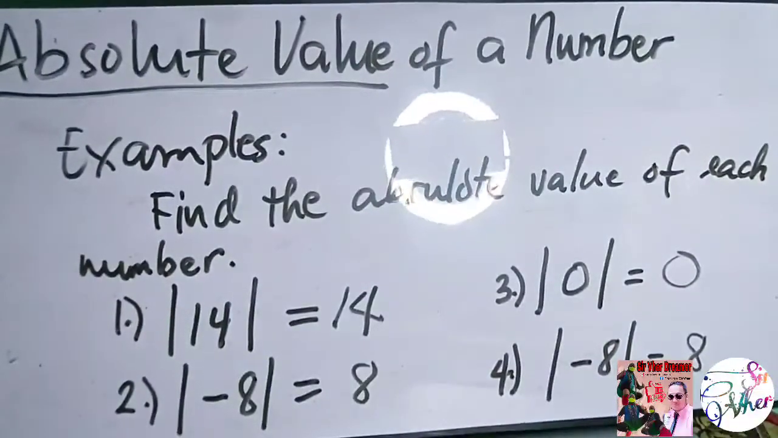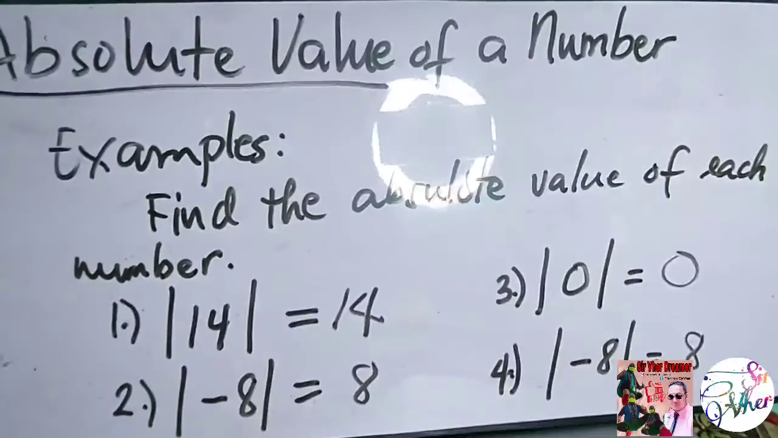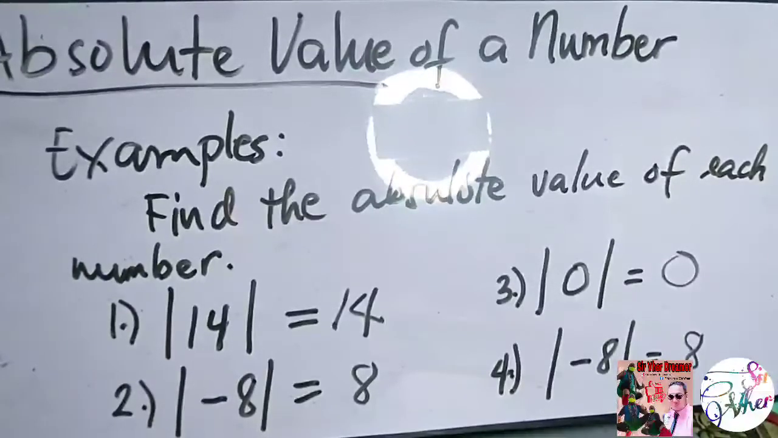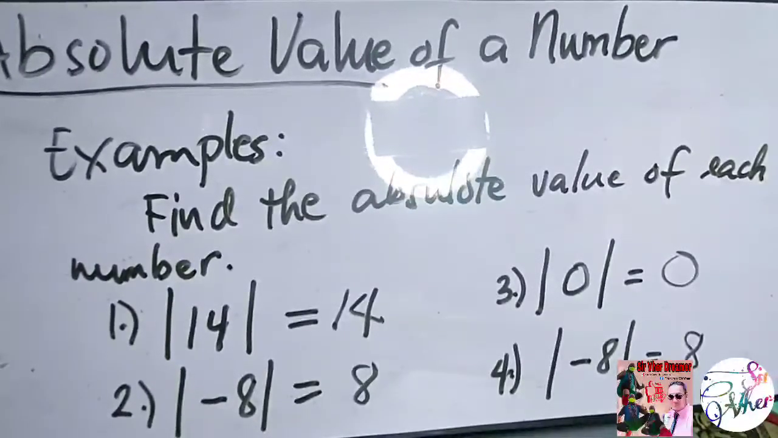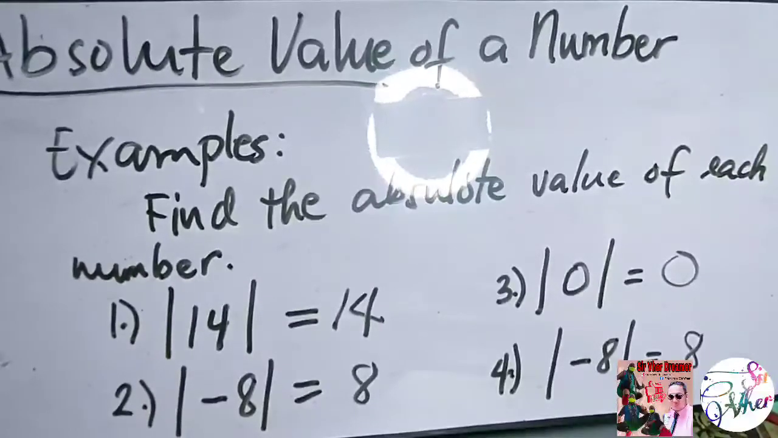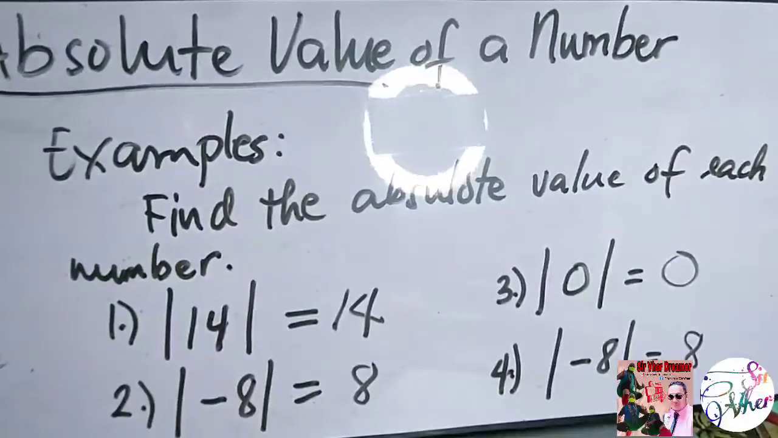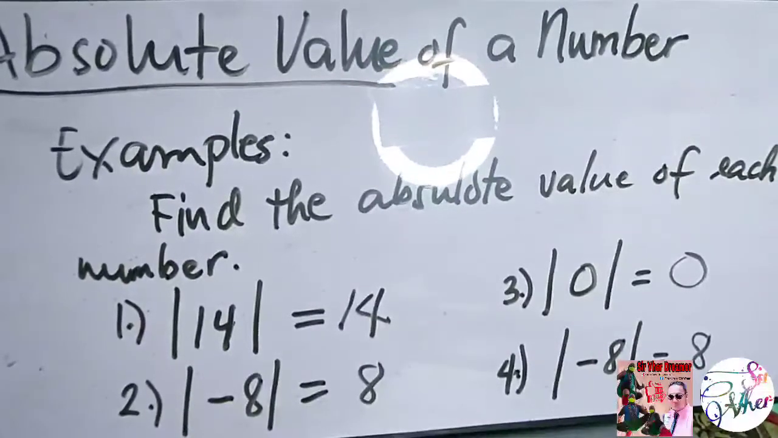As you observe, or what did you observe? If it is negative or positive, the answer is always positive, because you are just going to count the distance. There is no sign. That's why the answer is always a positive number. Okay, so that is the absolute value of a number. Did you get it? Very good.